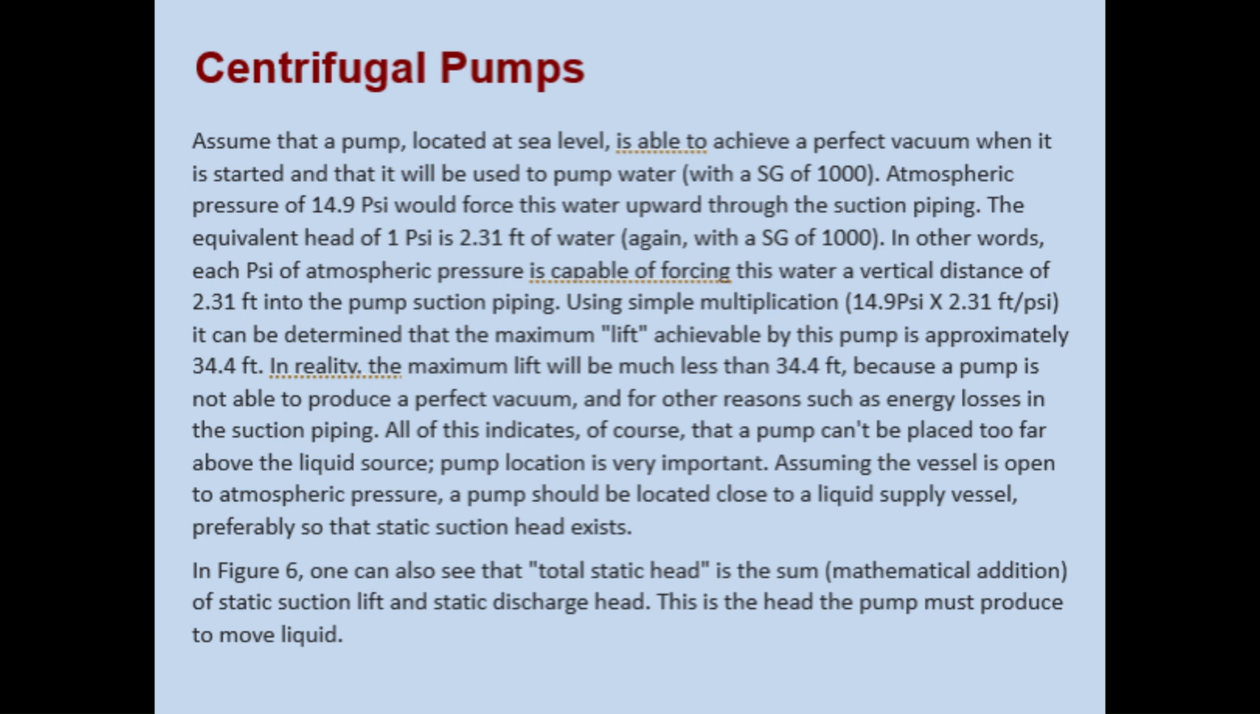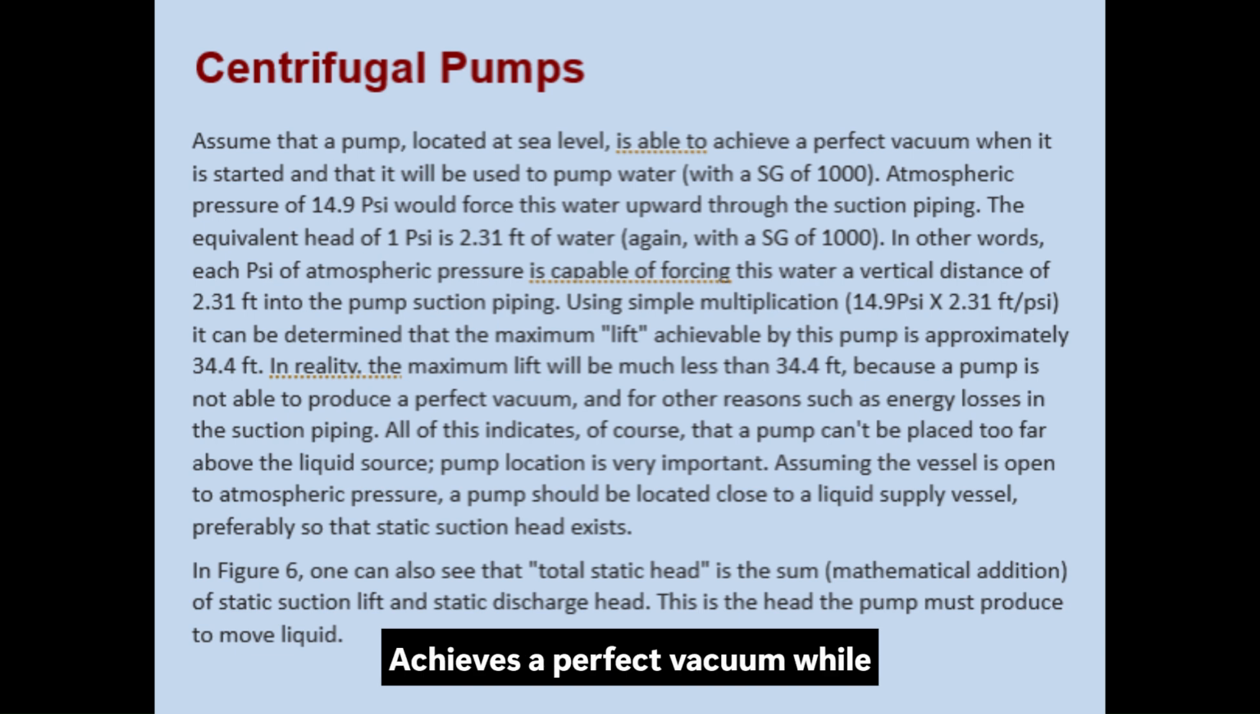Assuming a pump at sea level achieves a perfect vacuum while pumping water with a specific gravity of 1.000, atmospheric pressure of 14.9 psi would force the water upward. Since 1 psi equals 2.31 feet of water head, multiplying 14.9 psi by 2.31 gives us a maximum theoretical lift of approximately 34.4 feet. In practice, the actual maximum lift is considerably less than this because no pump achieves a perfect vacuum and energy losses occur in the suction piping. This underscores why pump location relative to the liquid source is so critical.